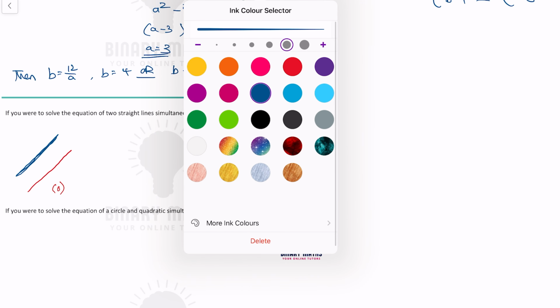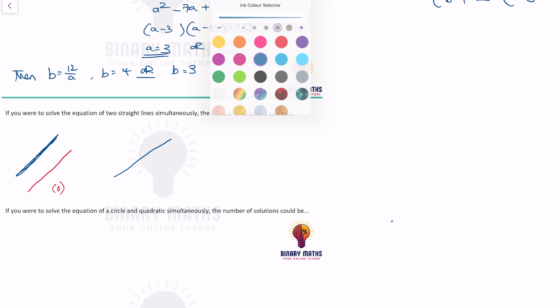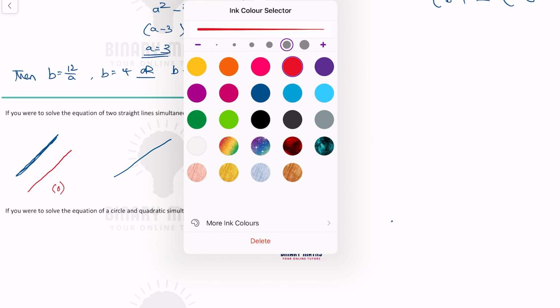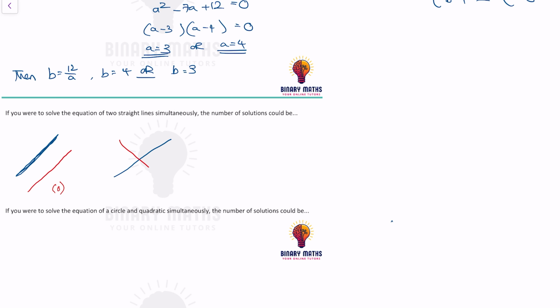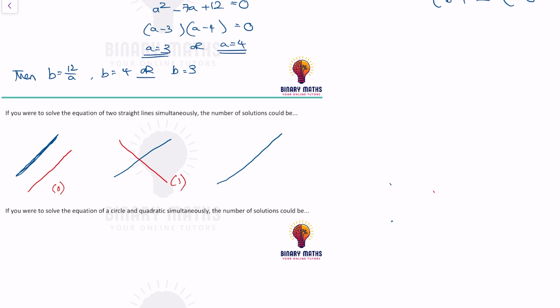Now another scenario might be that they do cross, but they cross only at one point. A different scenario might be that they do cross at every single point, so they have infinite solutions.